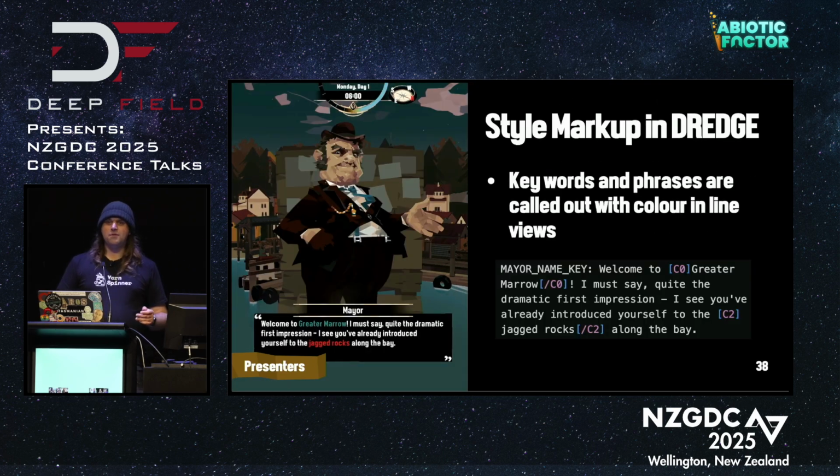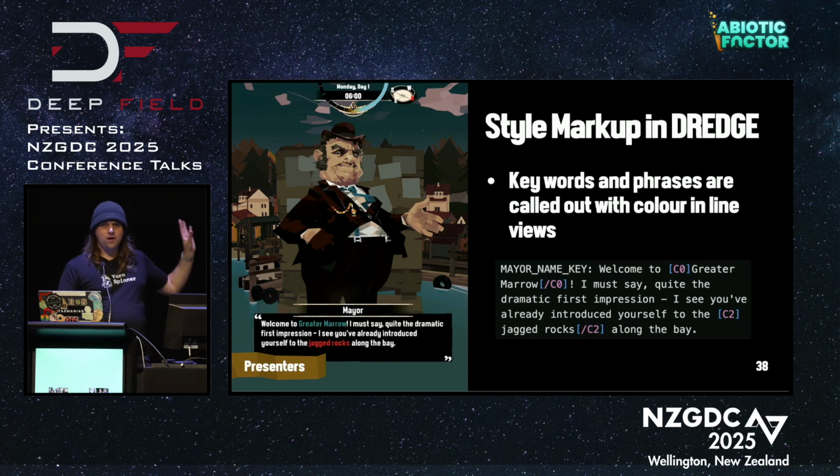Now, one of the things you might have noticed in that mayor intro is that different words get given different colors. So really, really common thing in dialogue systems, but there was a really specific thing that I haven't seen done very often in other games. You'll notice that we have like "welcome to C0 Greater Marrow, close C0." So it's like old forum style BB code. And again, jagged rocks, which have the C2 tag.